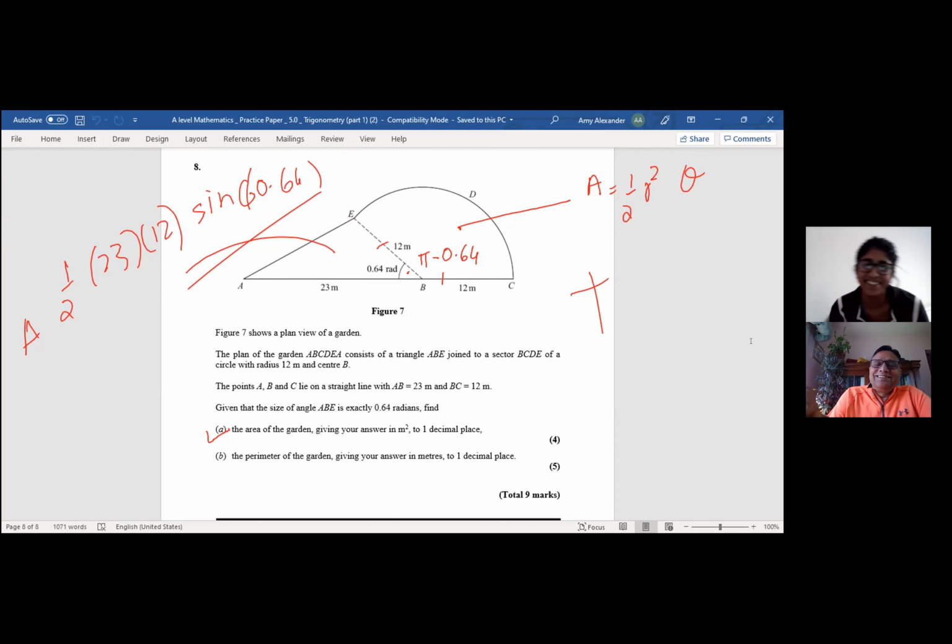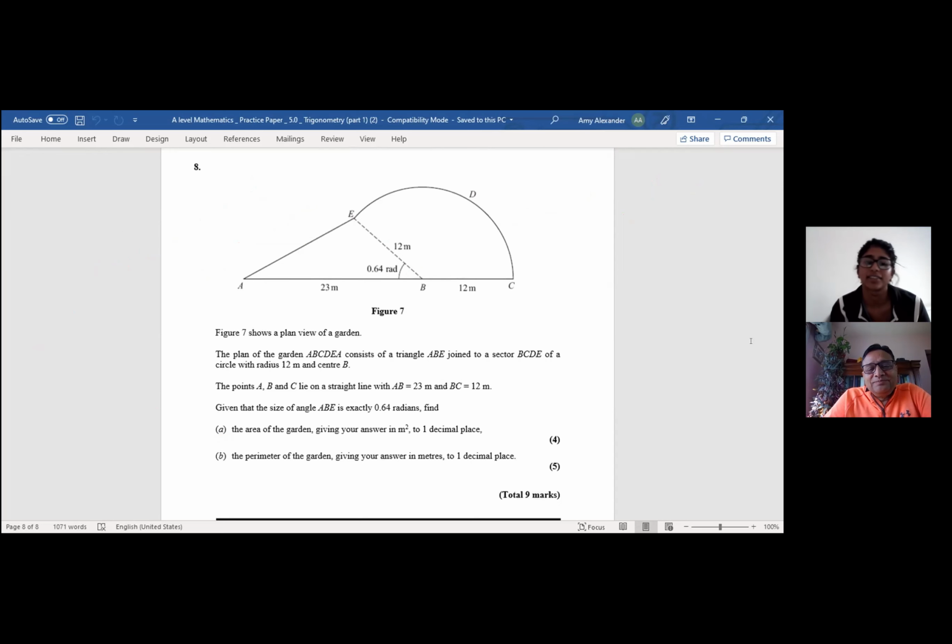Then the perimeter of the garden, giving your answer in meters to 1 dp. You could do that with 2 pi r theta, you can find out. I think this was a good exercise. We just reviewed all the trigonometric formulas which could be used in composite figures, where you have triangles and arcs and all. So we can close this.